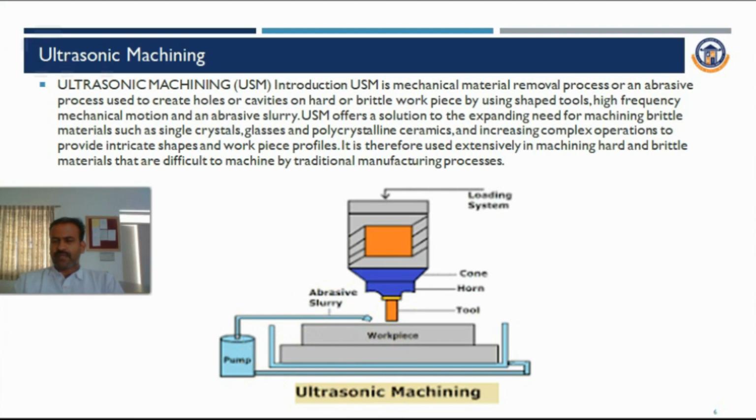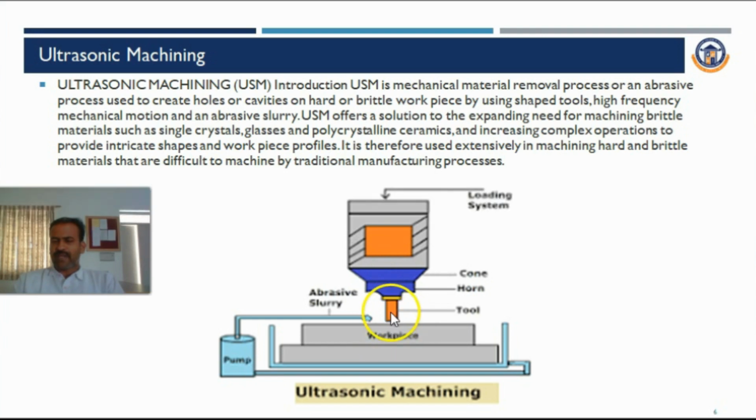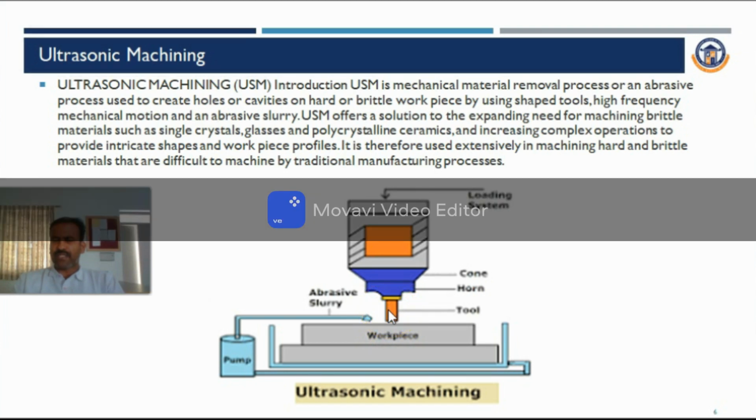Once you switch on, the ultrasonic machining process is started. The tool vibrates. Once the tool vibrates, in parallel the abrasive particles flow from top to bottom within the minimum gap. The vibration is converted into mechanical motion, and the material is removed from the workpiece based upon the tool shape. It is called the ultrasonic machining process.